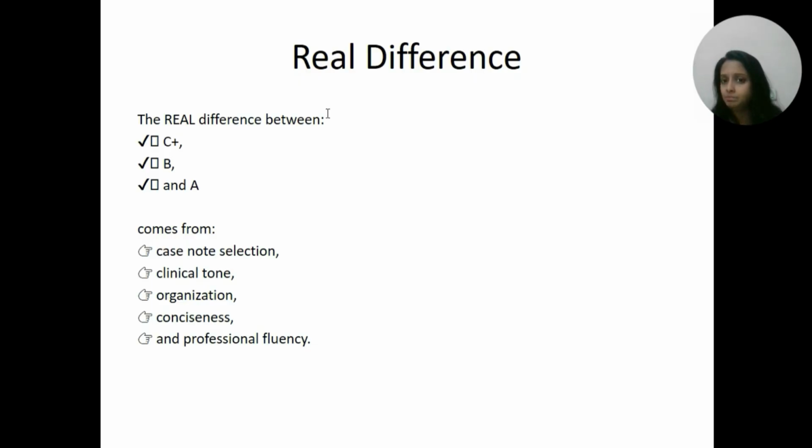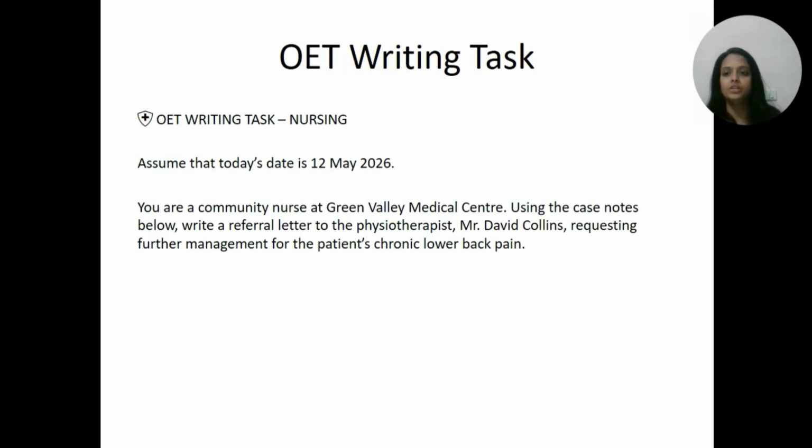We will use the same case notes, the same patient, same task, but we will compare a mid-level response versus a grade A response. And I'm going to explain to you exactly why one scores lower and why the other scores much higher. Okay, let's begin now.